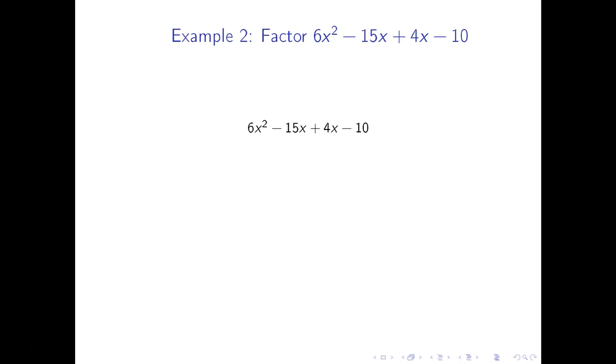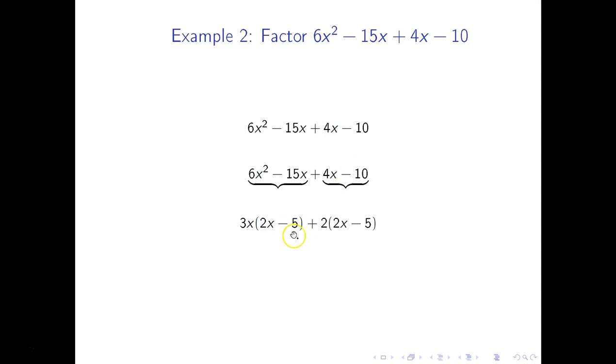So again, I have 4 terms. Just look at the first 2 and the last 2. I want you to pause the video, find the greatest common factor of each pair and factor that out of each pair. All right, so your first one, hopefully you realized I'm going to pull a 3x, and if I do that, I'm left with 2x minus 5. The last one, again, I can pull a 2, and I'm left with 2x minus 5.